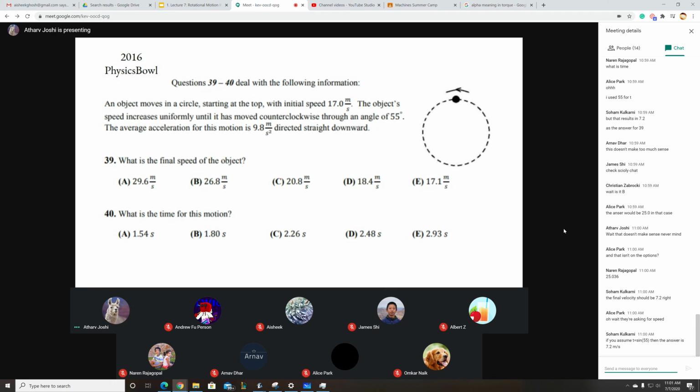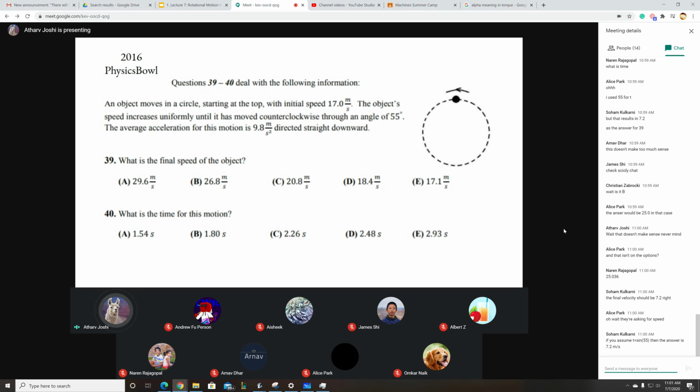And then you would know the circumference, because it's that 55 degrees portion of the circumference, and then you would know x, and then you would just plug it into v squared is equal to v0 squared plus 2a delta x, because x is just the traveling on the circumference.